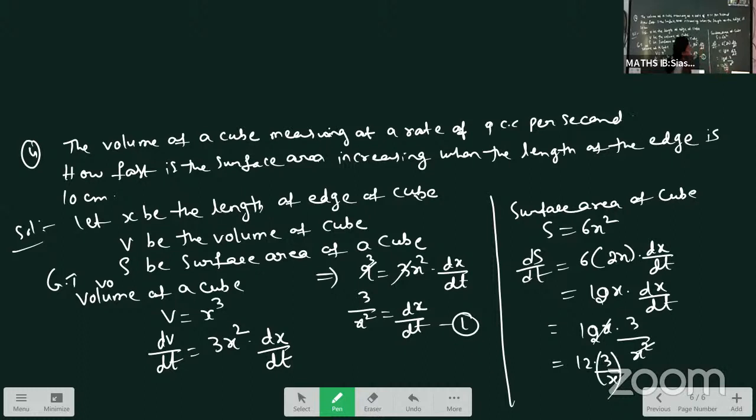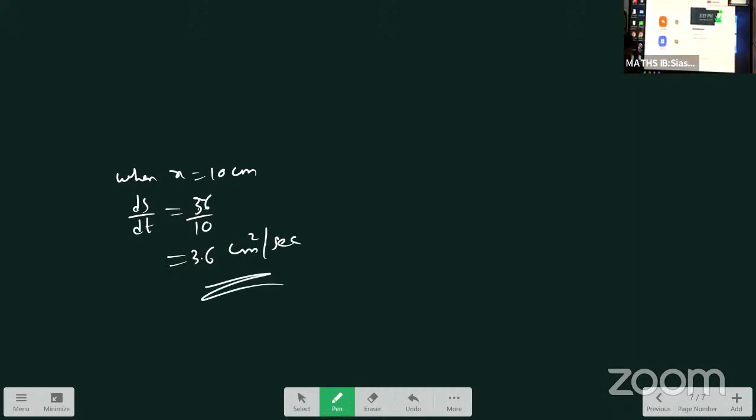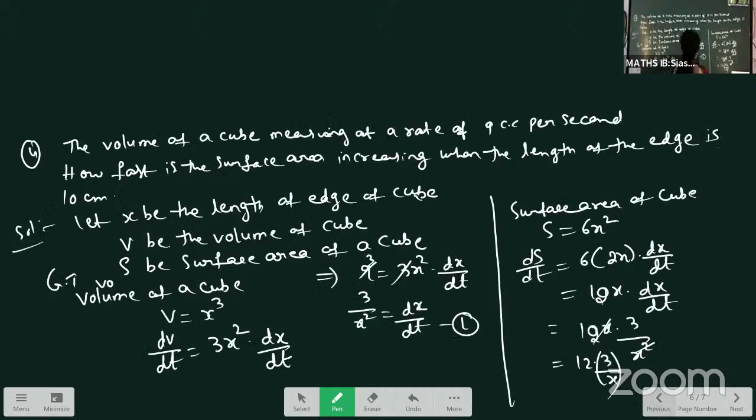He has given that x is equal to 10 centimeters. So what is the rate of change in surface area? dS by dt is equal to 12 times 3, which is 36, by 10. So that is 3.6. What are the units for surface area? Centimeter square per second. So like this, the volume of a cube we have to find out. Just go through the question.